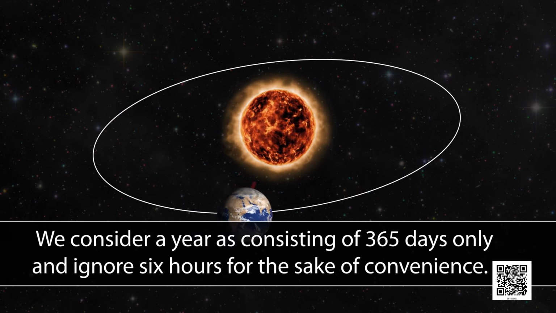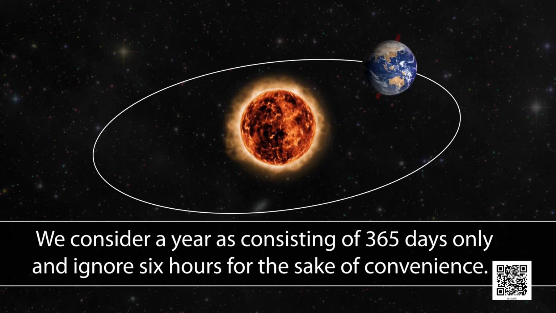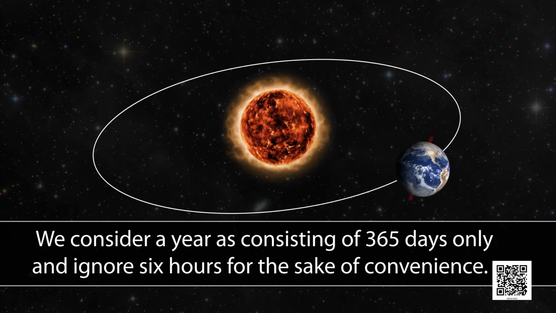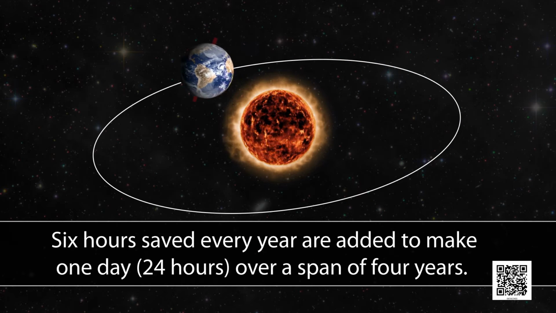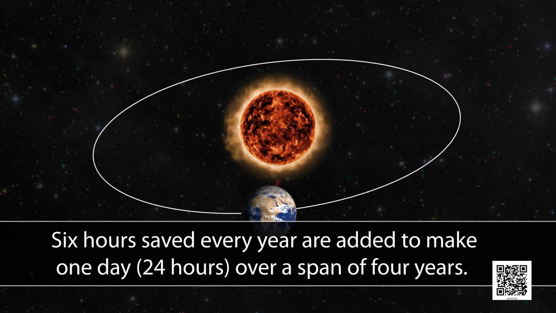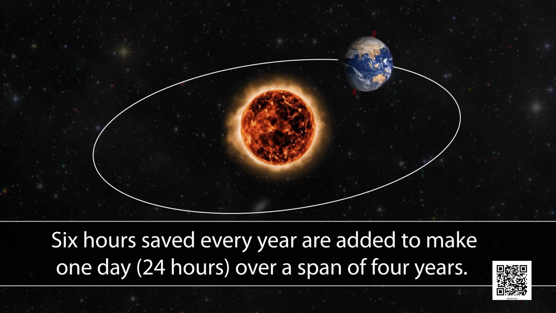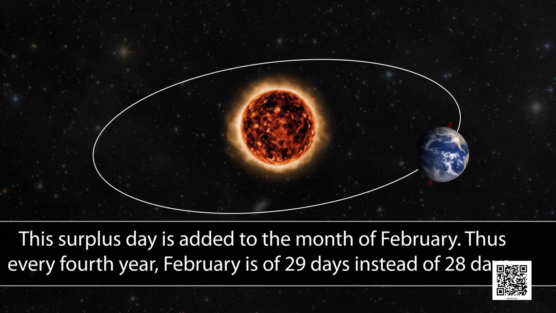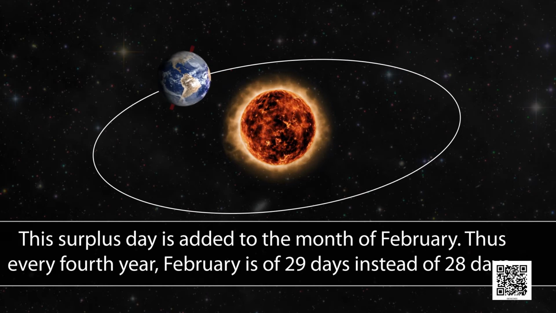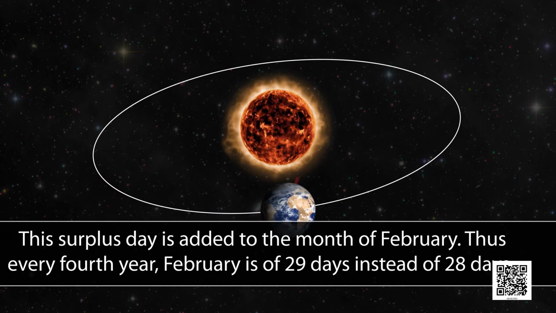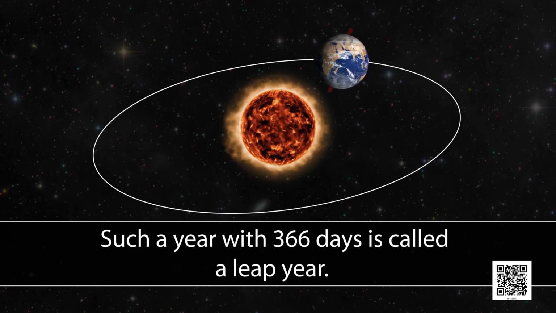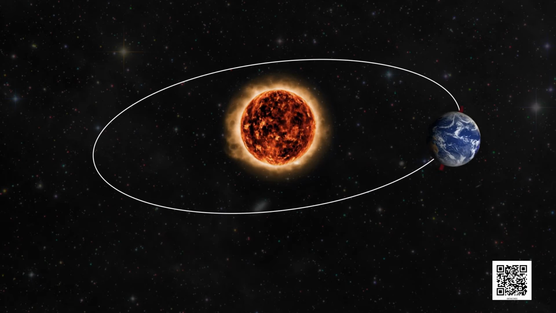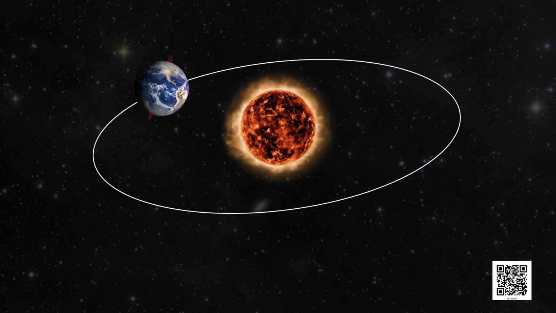We consider a year as consisting of 365 days only and ignore 6 hours for the sake of convenience. 6 hours saved every year are added to make one day of 24 hours over a span of 4 years. This surplus day is added to the month of February. Thus, every fourth year, February is of 29 days instead of 28 days. Such a year with 366 days is called a leap year. Find out when the next leap year will be.